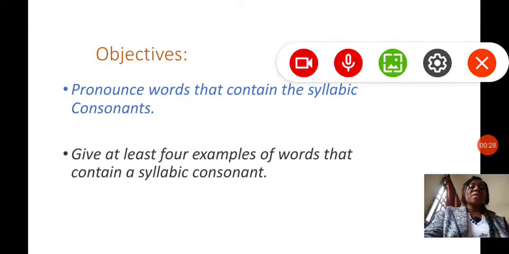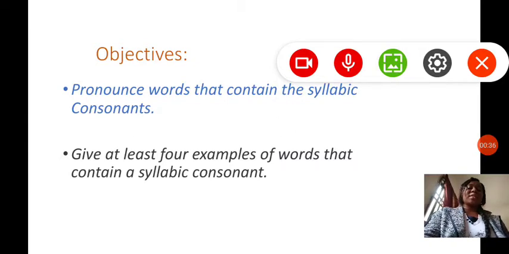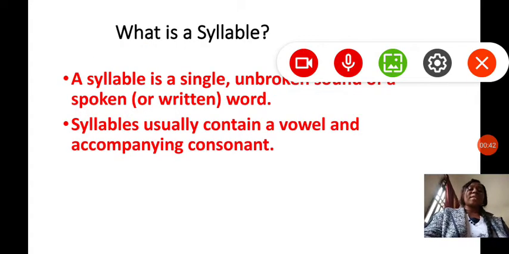Now, by the end of this lesson, you are expected to pronounce words that contain the syllabic consonants properly. Give at least 4 examples of words that contain a syllabic consonant. I know you can do that. Now, what is a syllable? Before we talk about syllabic consonants, we have to look at what a syllable is all about.